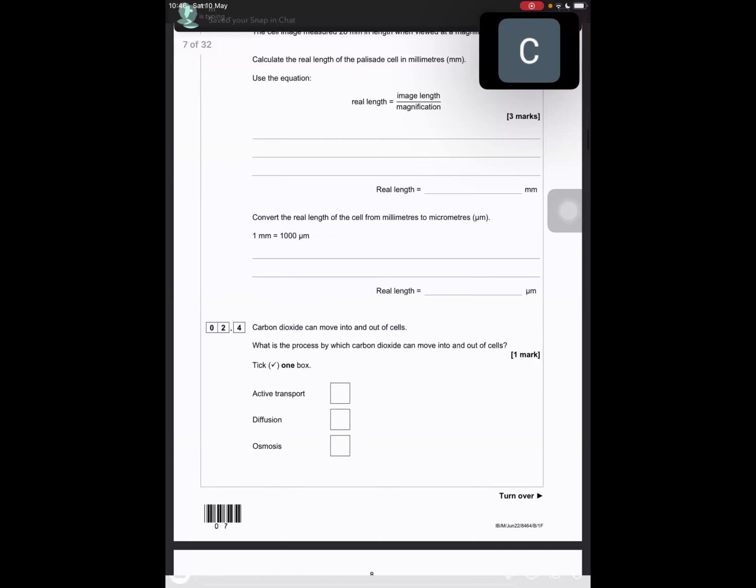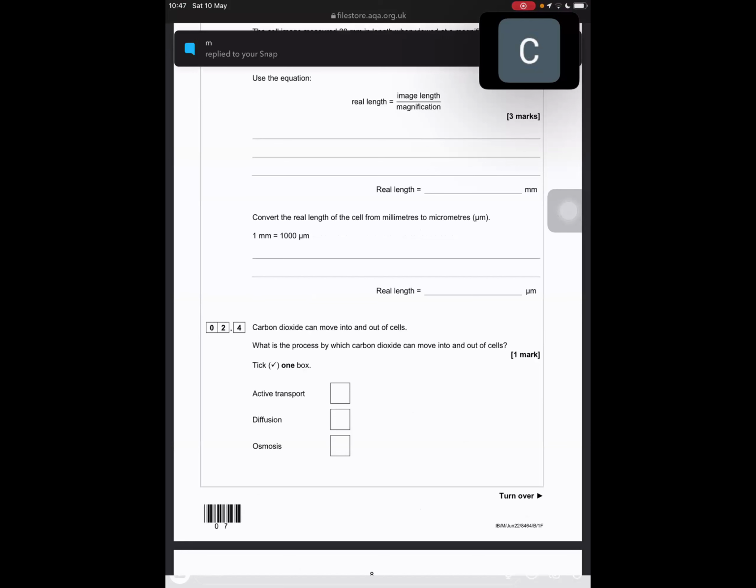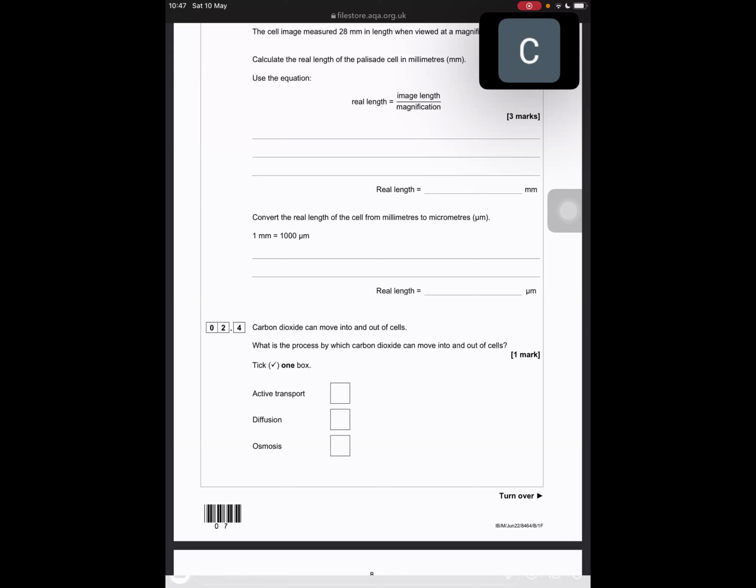Carbon dioxide can move in and out of cells. It says, what is the process by which carbon dioxide can move into and out of cells? Okay, if I go with the fact that it's a gas, I think I'll go with diffusion. But what does the marking scheme say?